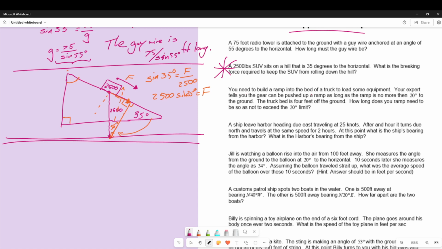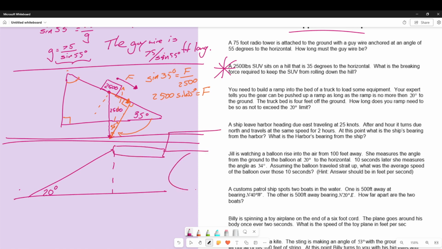You need to build a ramp to the bed of a truck to load equipment. Your expert tells you that the gear can be pushed up a ramp as long as the ramp is no more than 20 degrees to the ground. So it's got to be pretty shallow or it's going to be too heavy. So 20 degrees to the ground. And so our truck bed is up here, and then our truck is a terrible drawing of a truck, but that's okay.